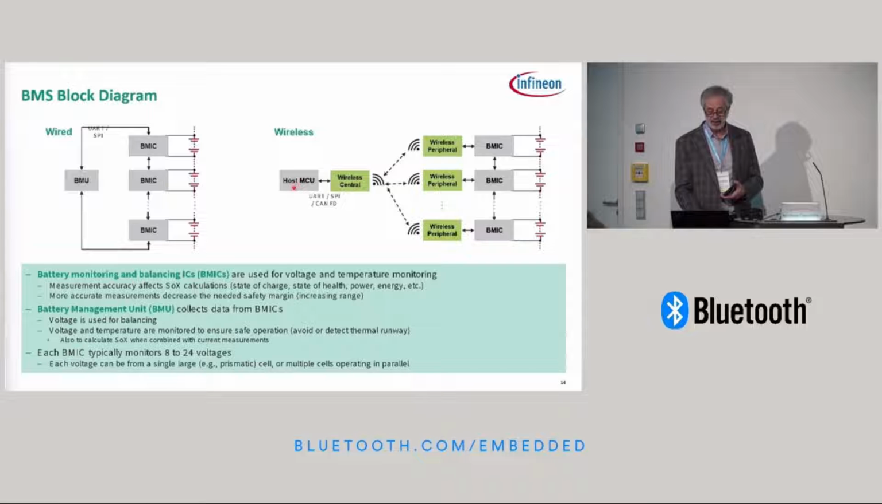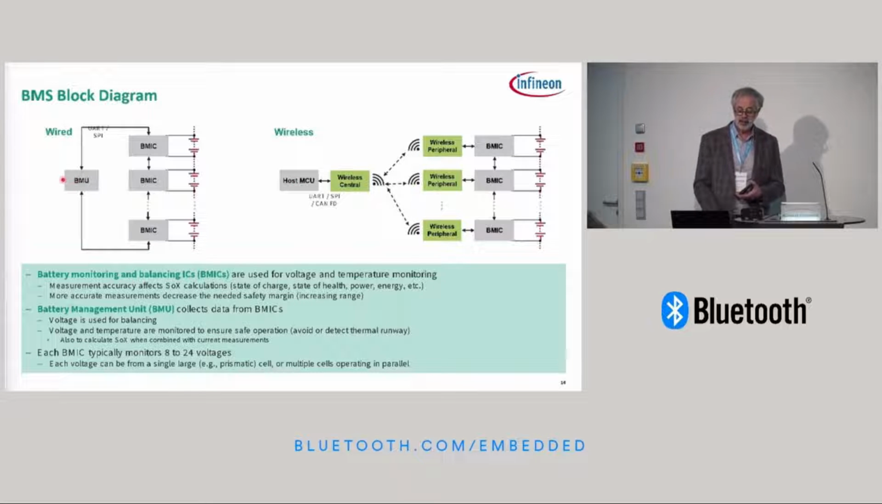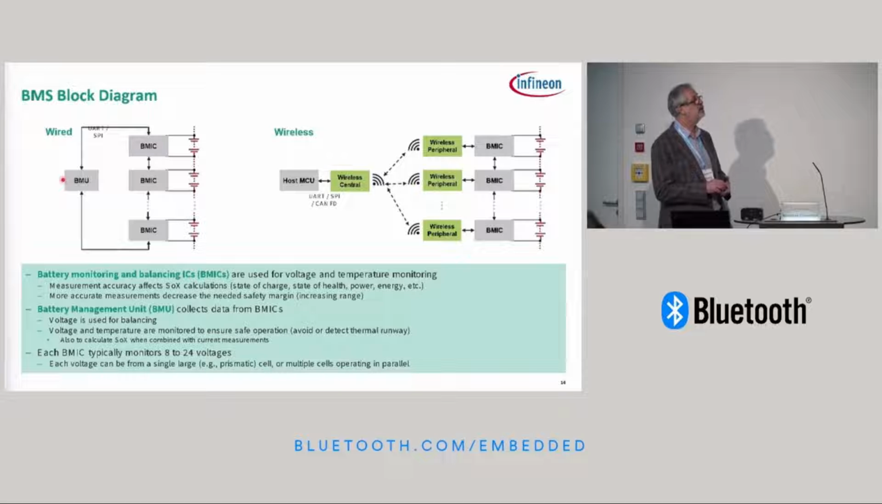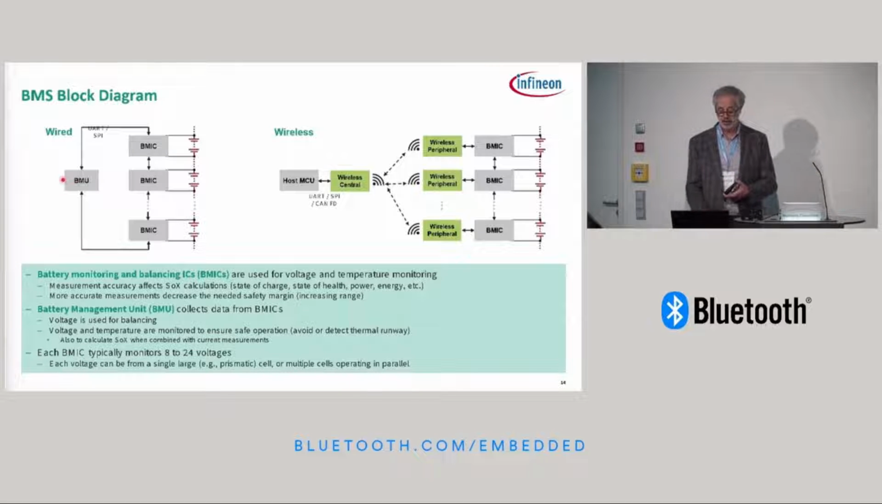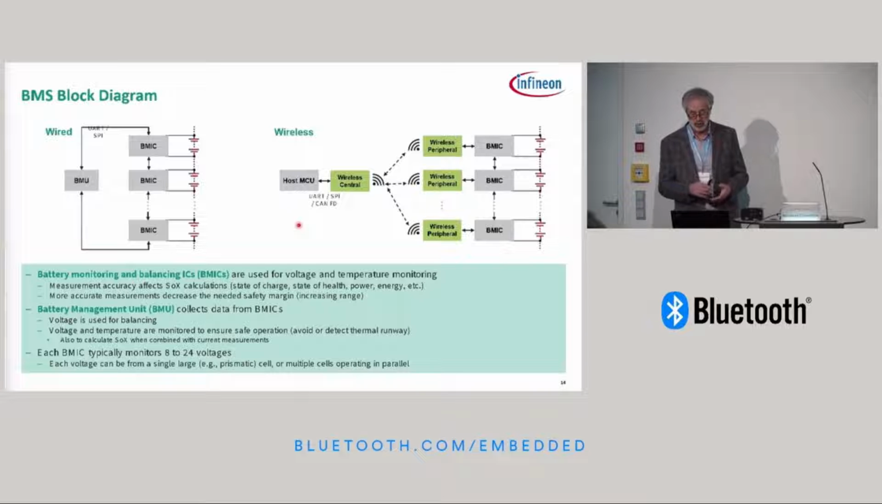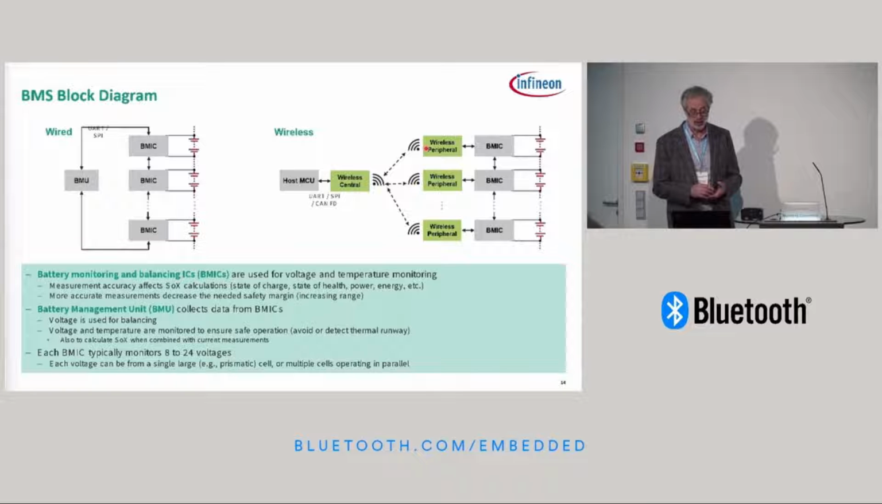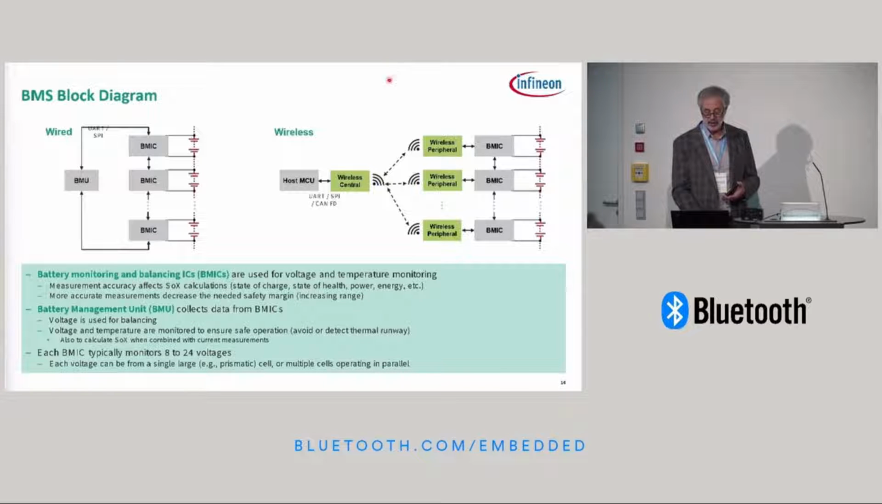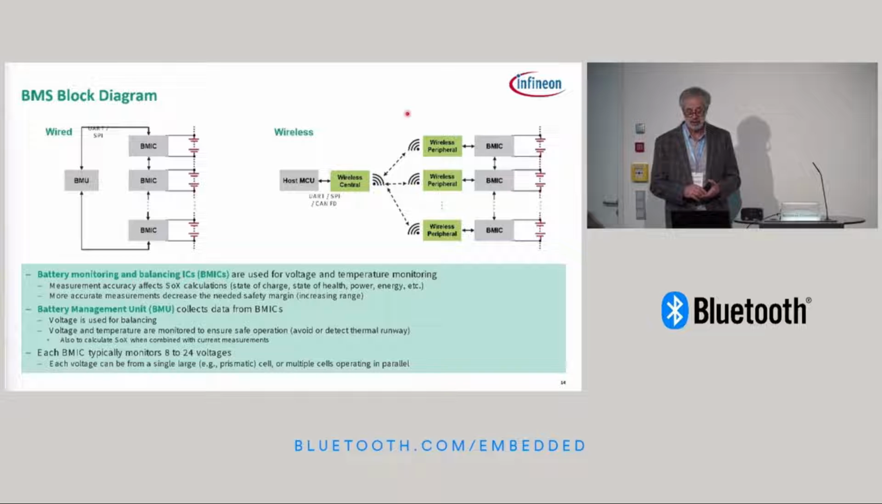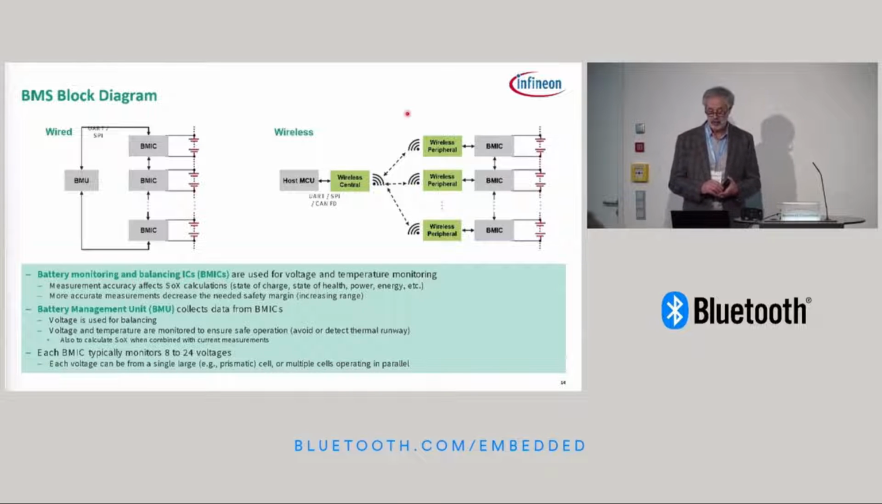This is the battery management unit in the wired case, and in the wireless case, it is split into two. The battery management unit is the host MCU plus the wireless central, as we call it. And on the BMIC side, it is the cell monitoring unit. It is split into a wireless peripheral and the BMIC itself. And so the network is created between them, and we will talk later on about how it is merged into PAwR.